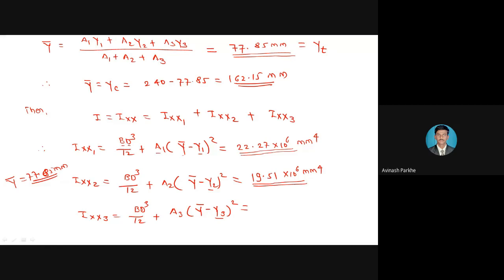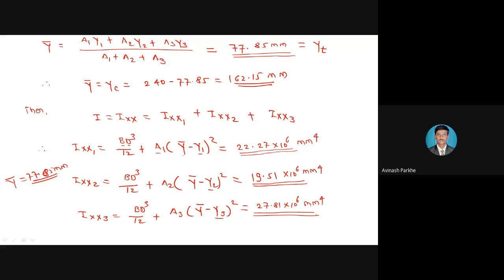Now go for the Ixx3 calculation. For the third section, the value of B is equal to 60 and the value of D is equal to 20. A3 distance, Y3 distance already we have calculated. 27.81 into 10 raised to 6 mm raised to 4. Yes, please compare your answers, those who are calculating Ixx1, Ixx2, Ixx3.